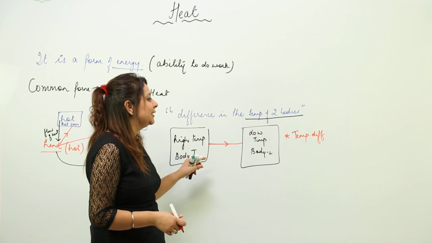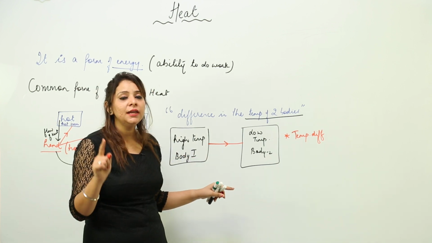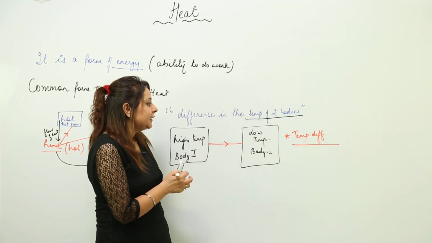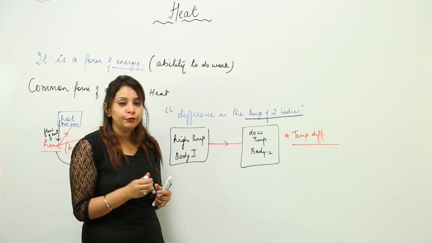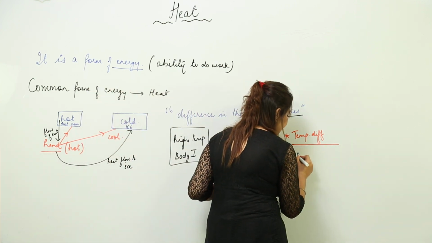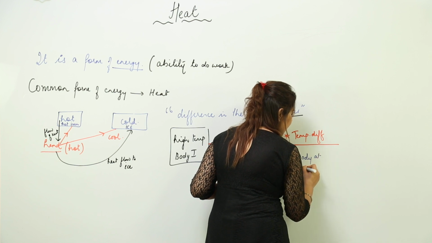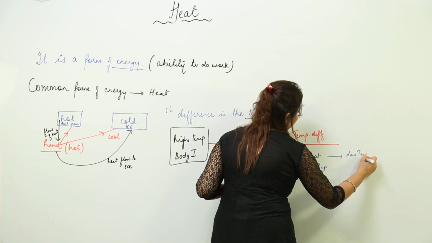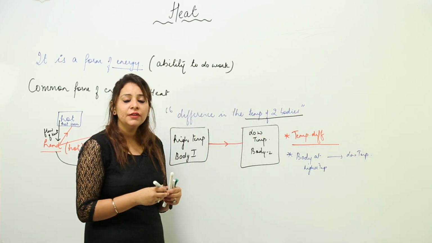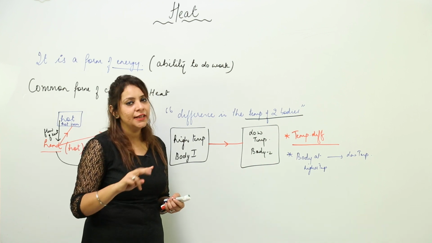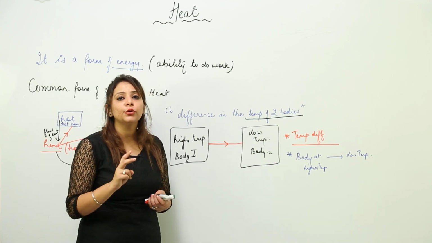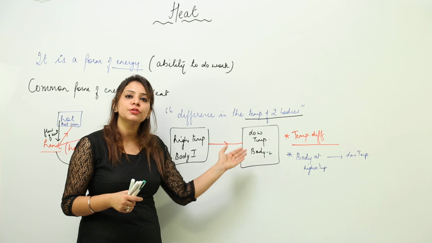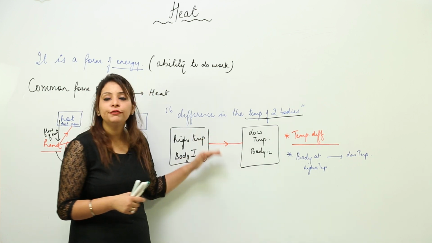So for the flow of heat, one important thing is that there must exist a temperature difference. Another thing is that heat is going to flow from the body at higher temperature to the body at lower temperature. Always this is going to happen. So whenever heat flows, it flows when there is a temperature difference, and it always flows from the hot body to the cold body, or the body at higher temperature to the body at lower temperature. So this is how the flow of heat occurs.